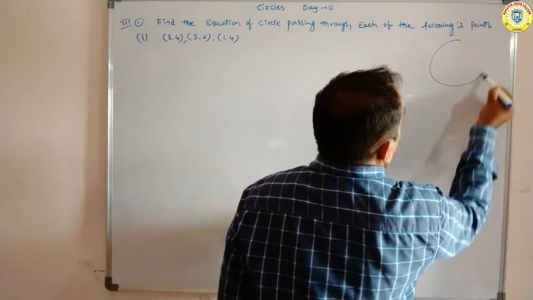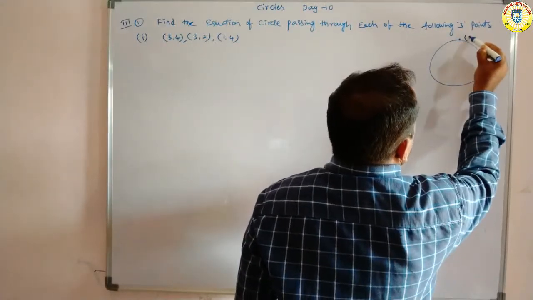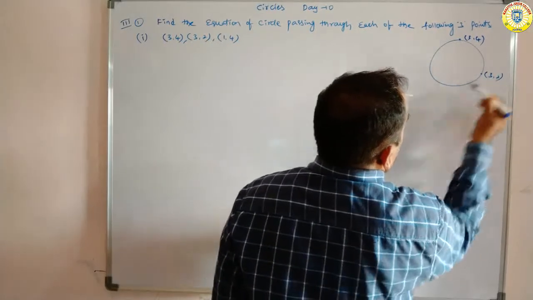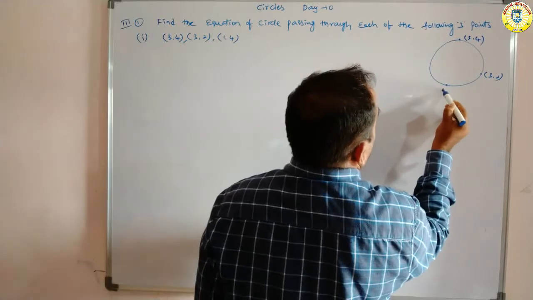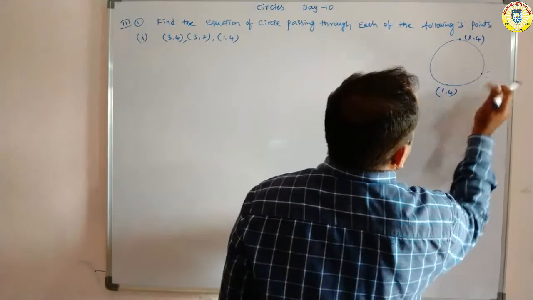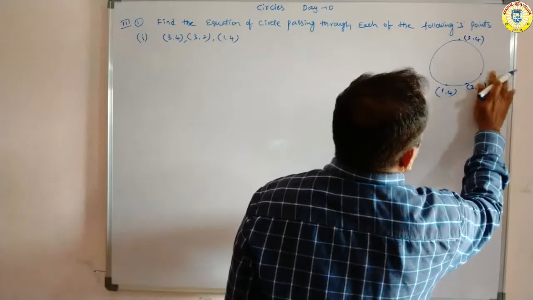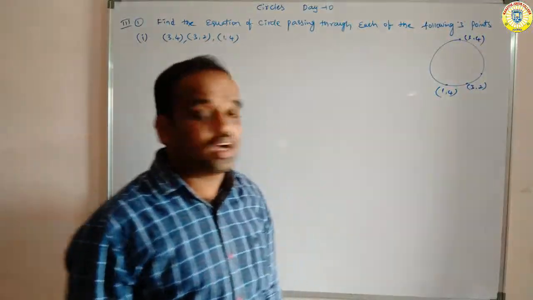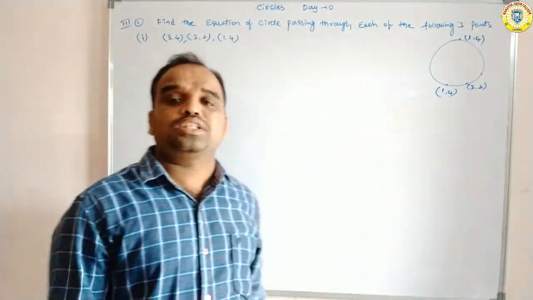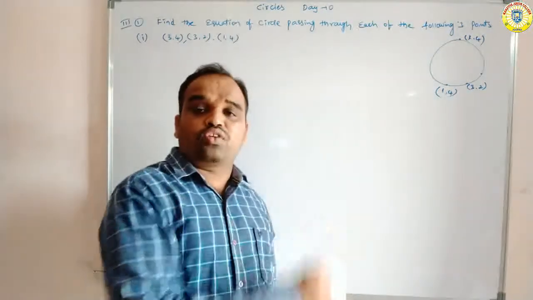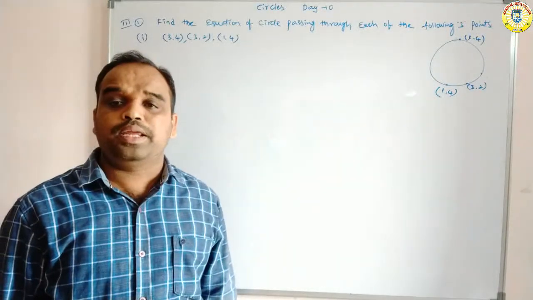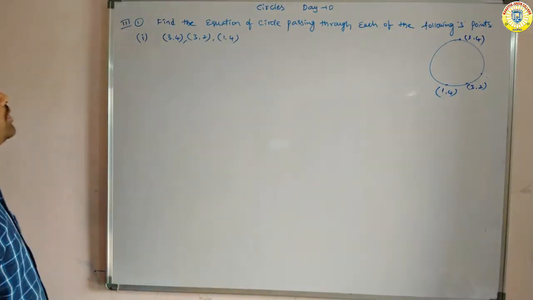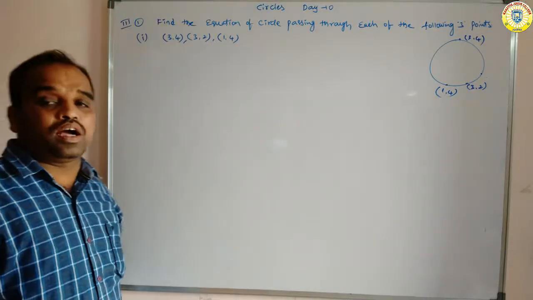In that case, we are finding the circle equation. There are 3 points: 3, 4; next 3, 2; and also 1, 4. The required circle passes through how many points? 3 points. What are the 3 points? 3, 4; 3, 2; 1, 4.